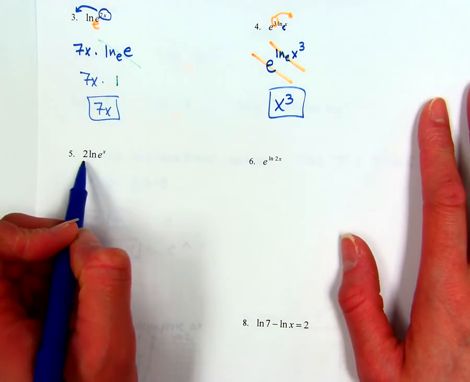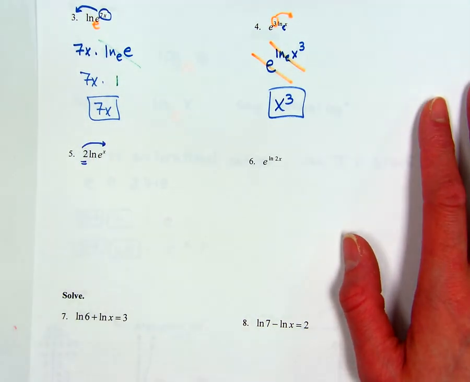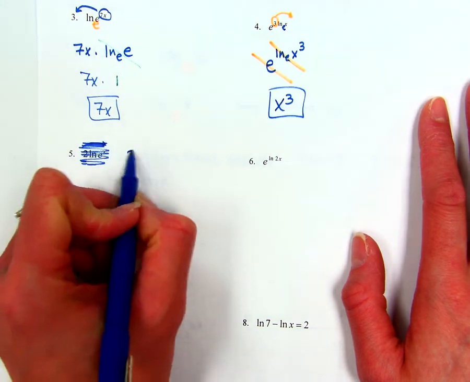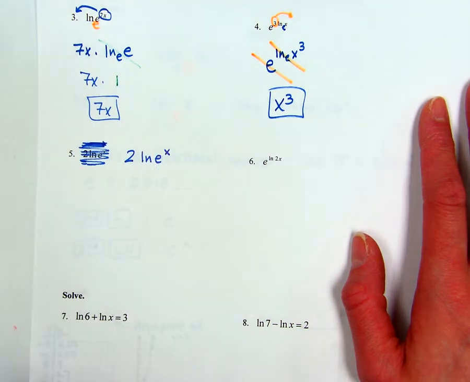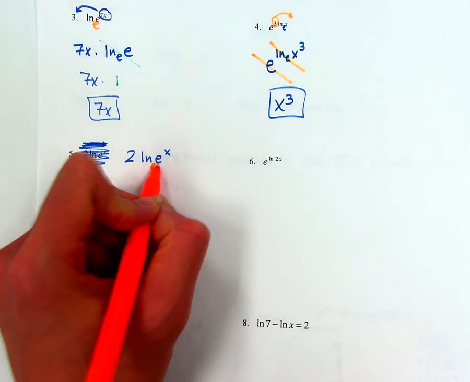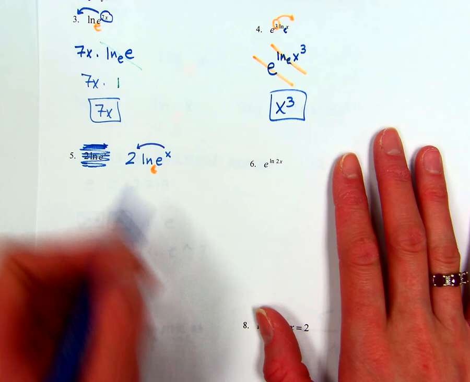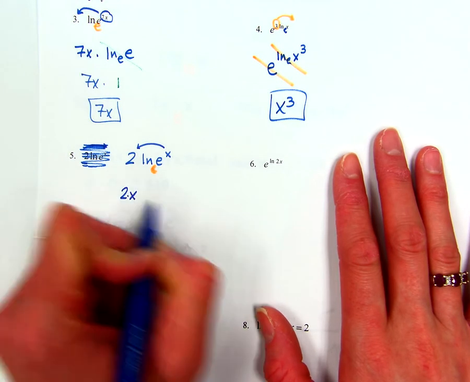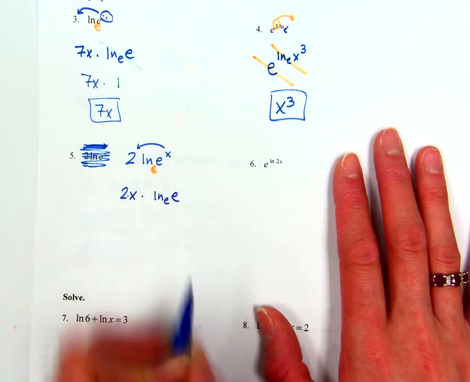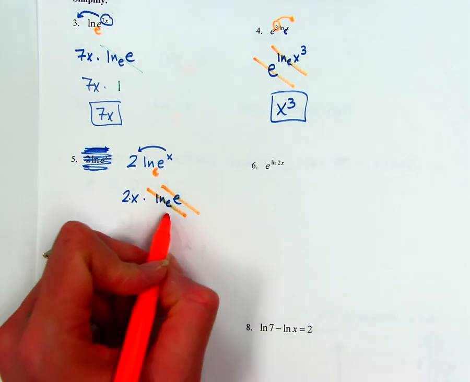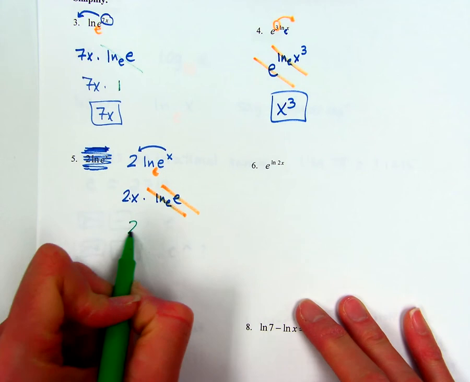Here again I have a coefficient. Actually, no, let's not do it that way, because that might be confusing since there already is one. So we have 2 ln of e to the x. I'm going to first fill in my e. This exponent I'm going to move out in front. Now there already was a 2 there, so I'm going to make it 2x. So 2 times x times natural log, which means base e, of e. We know log base e of e is just 1, so the leftover is just 2x.